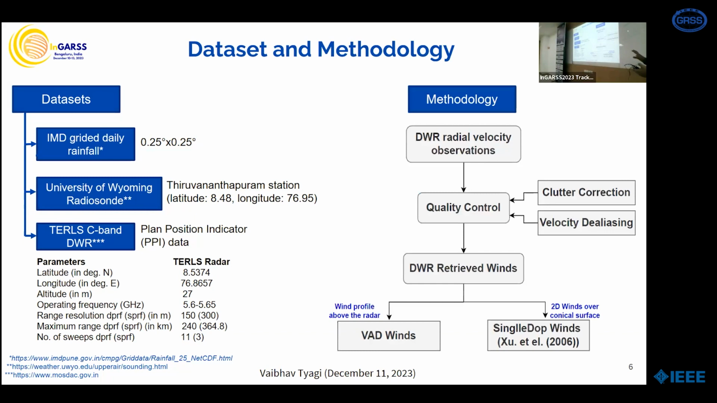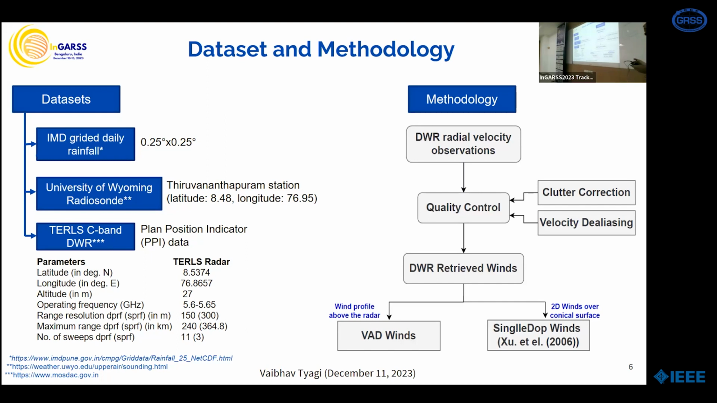The methodology is briefly described as a flowchart here. First of all, we have the Doppler weather radar radial velocities. These are the raw radial velocities. Whenever we have Doppler weather radar observation, because of the surroundings, we can have some kind of clutter. Clutter means that some artifact is there, if an aircraft is there, or if some fixed target is there, then these are attributed as clutter.